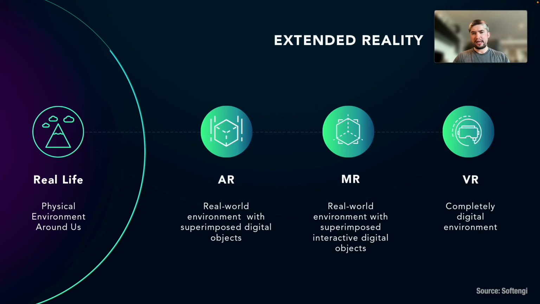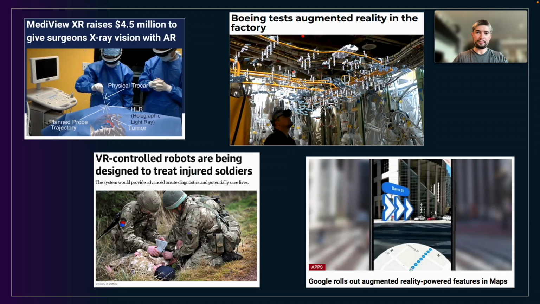So to give a bit of a background, extended reality, or XR, is an umbrella term for augmented, mixed and virtual reality technologies, all of which work to blend the physical and virtual worlds. Broadly speaking, augmented reality involves the real-world environment with superimposed objects or information. Mixed reality involves interactive digital objects within the real world, and virtual reality entails a completely digital environment.